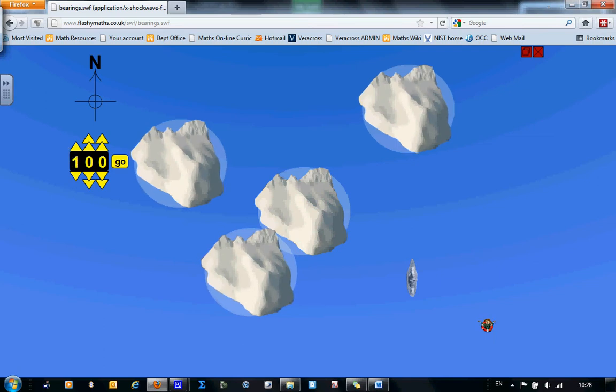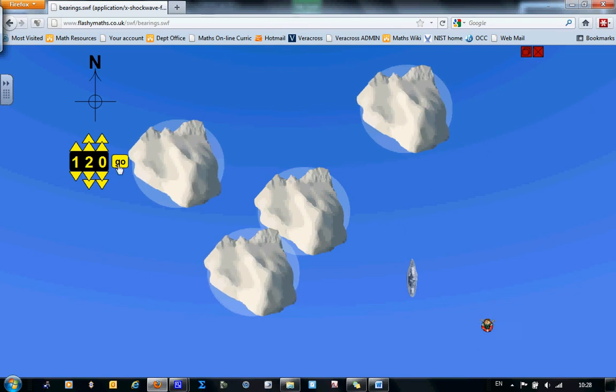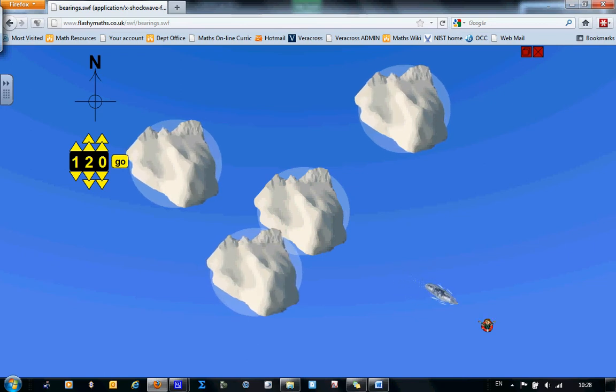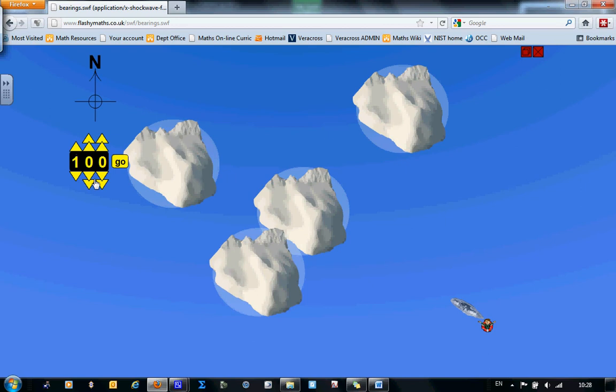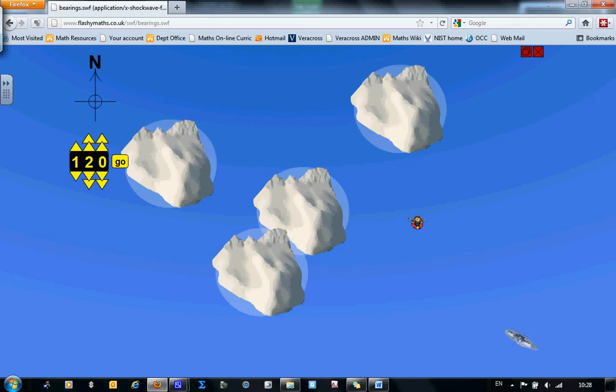Watch the ship. Oh, that's pretty good. Not quite reached it. Still going to stay on the same bearing. So I'm going to go 120 and then go. Okay. Now, notice the ship is facing on the bearing down to the bottom right corner. It doesn't affect the bearing. The bearing is always measured from north.